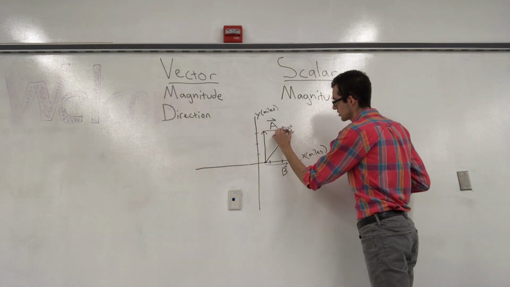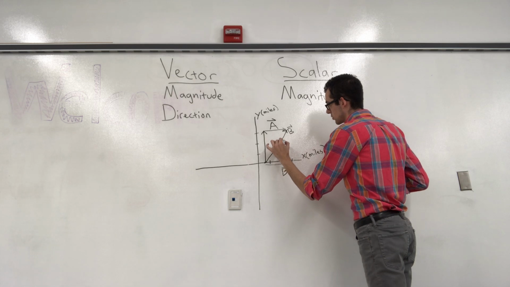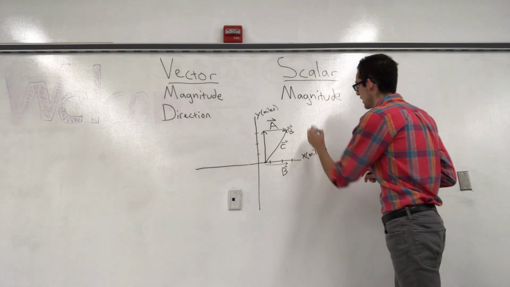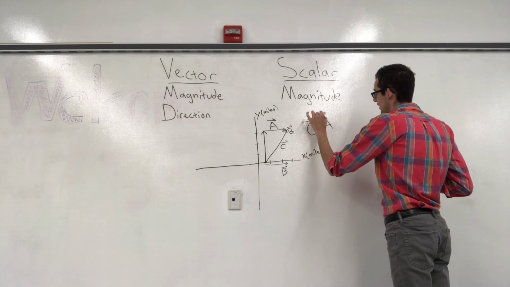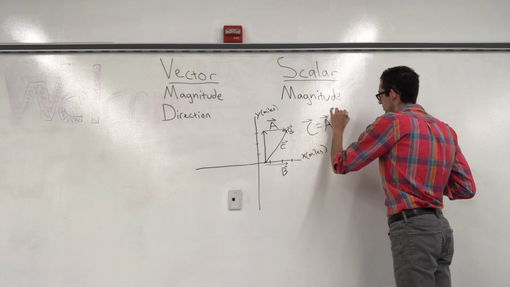Well, that kind of works. And that's going to be our vector. We'll call it C. And in this case, the vector C is equal to just adding together A plus B.